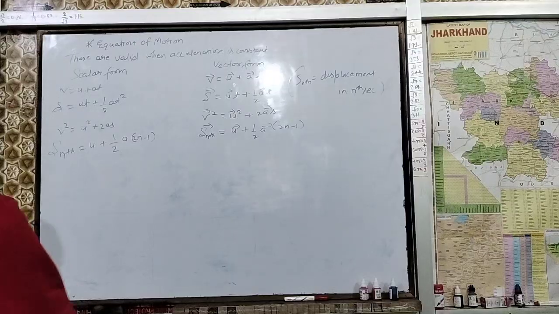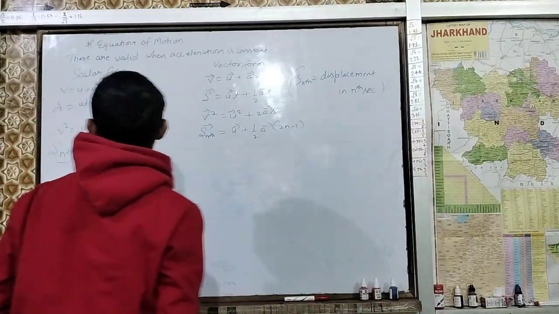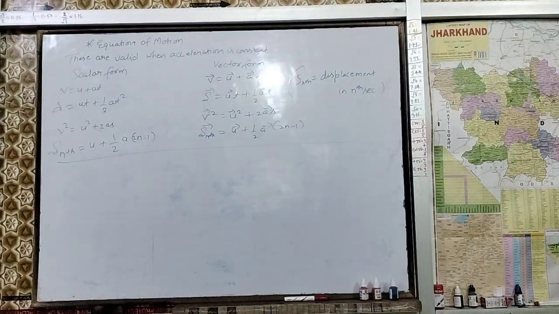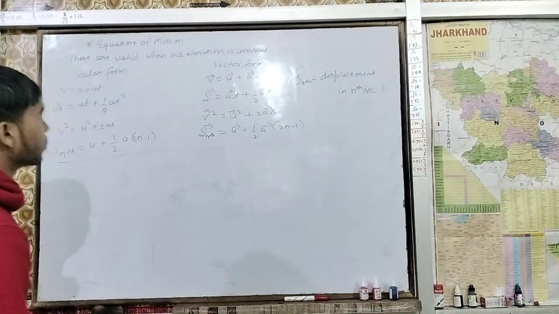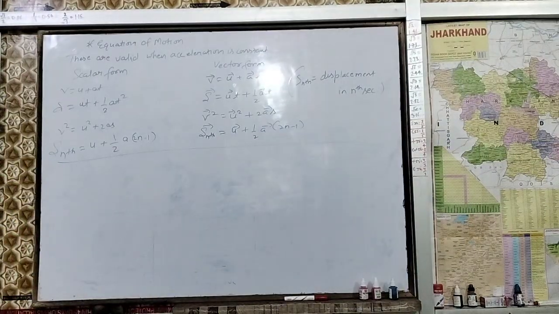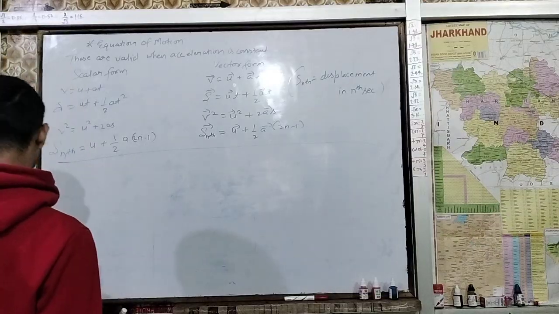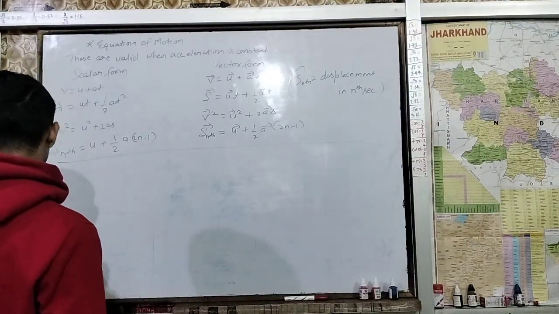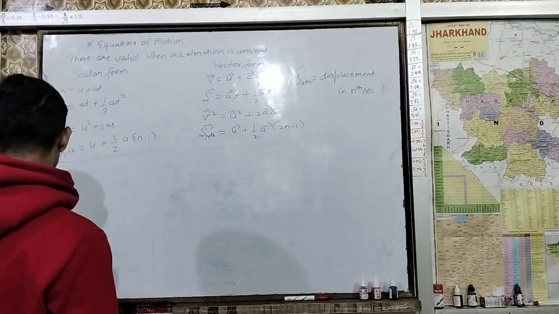Okay, we have seen these equations. Again, v is equal to u plus at. This is first. Second is s is equal to ut plus half at square. Third is v square is equal to u square plus 2as. We can convert this into vector form. And fourth was S nth is equal to u plus half a into (2n minus 1). Now derivation.